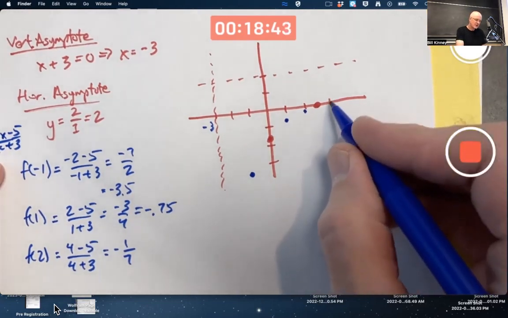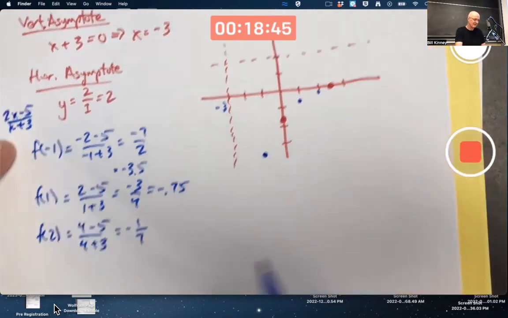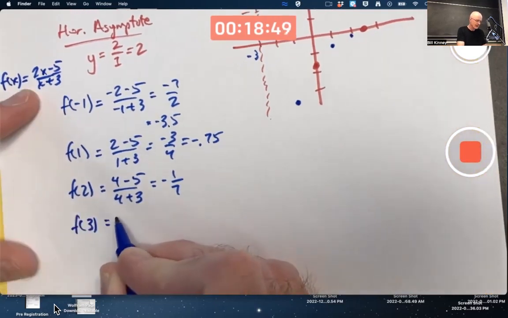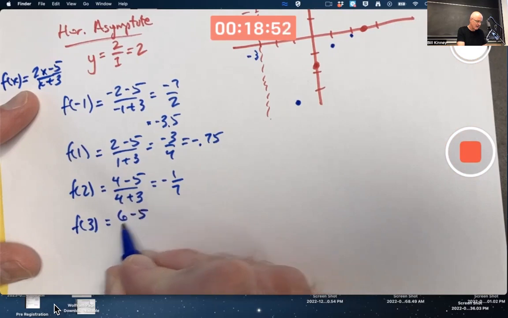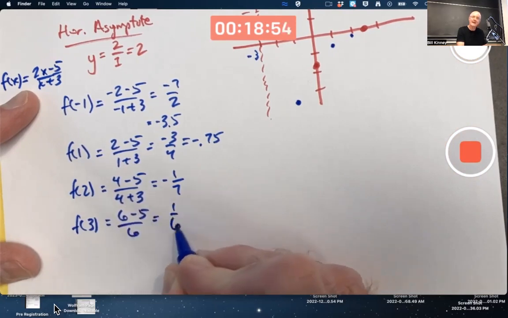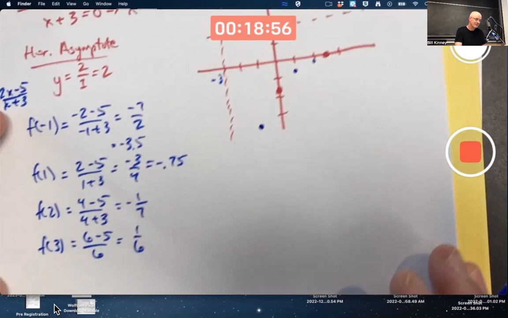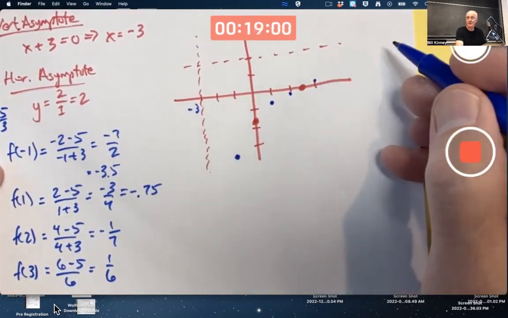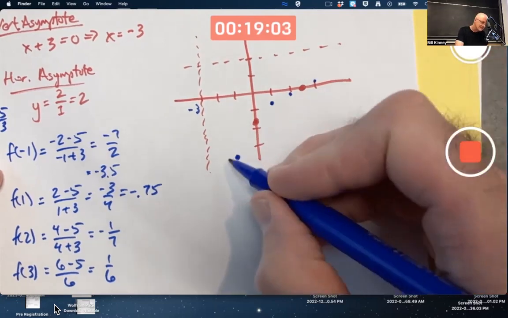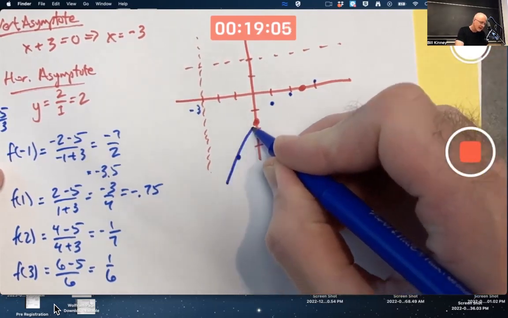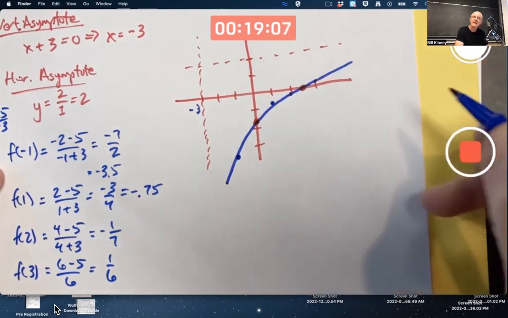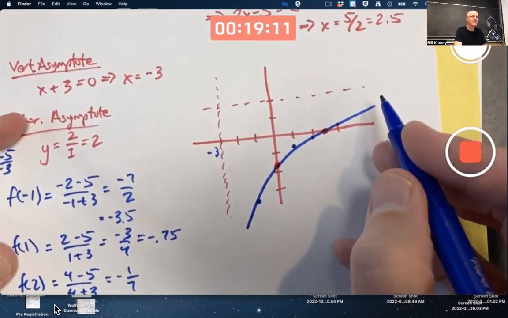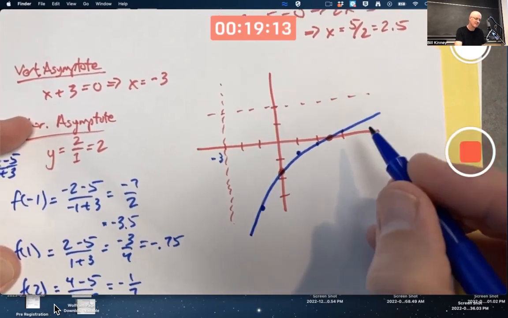f of 3 should be slightly positive, maybe in the ballpark of +1/7. f of 3 going up here should be 6 minus 5 over 6, +1/6. Doesn't look like it's going to go toward that horizontal asymptote very fast, does it? Okay, well, that's just the way it is, I guess. It will. We know this is going to be a horizontal asymptote, or you're trusting me at least.